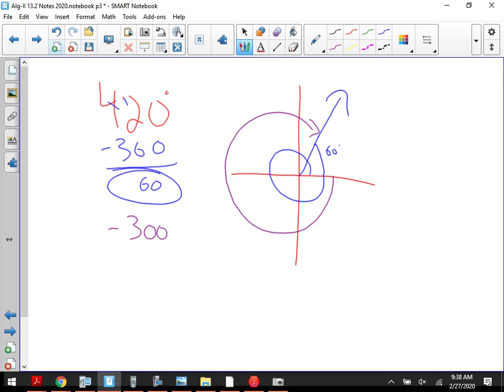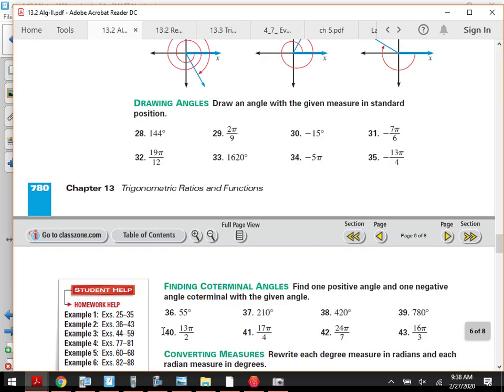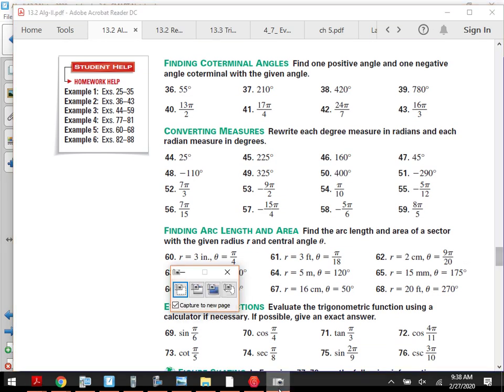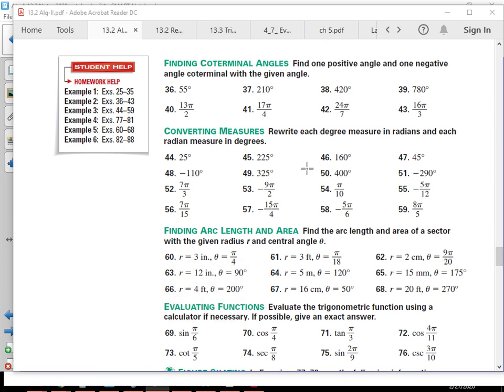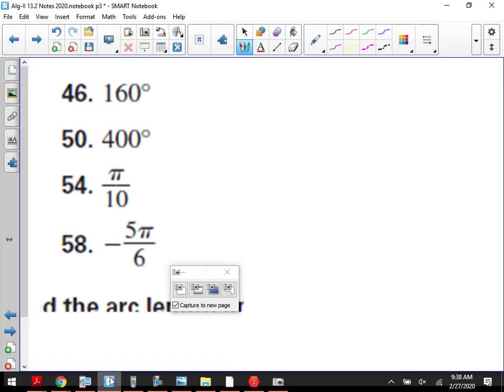Oh, okay. So the question is about how do you know which one you're doing for degrees to radians, or radians to degrees. So what's nice is, let's just look at this row. If it says rewrite degrees to radians or radians to degrees, if your given angle has a degree symbol, you switch it to radians. If your given angle has a pi, you switch it to degrees. Radians have pi, degrees have the degree symbol.